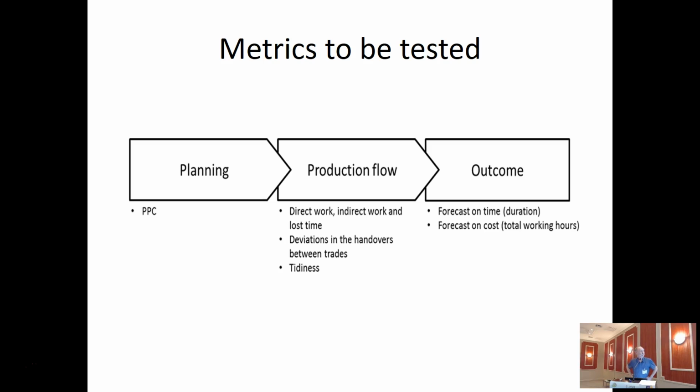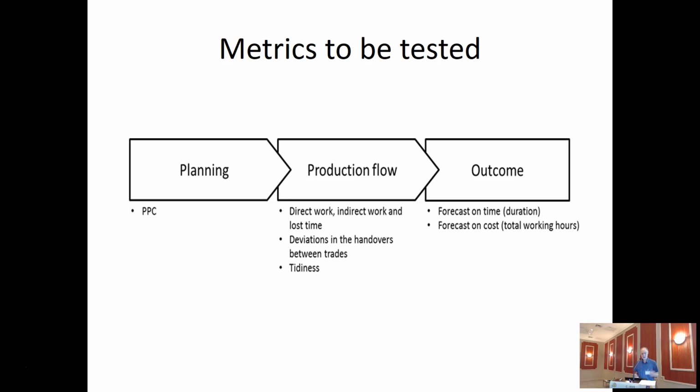When it comes to the production flow, we have 3 measures here. First is simply to measure the amount of direct work, indirect work, and time losses. And that can be measured actually through self-assessment. In our working crew, that can be done very successfully, I would think. And this, of course, is a measure of waste.